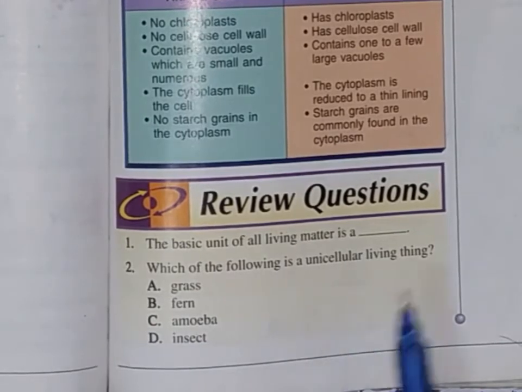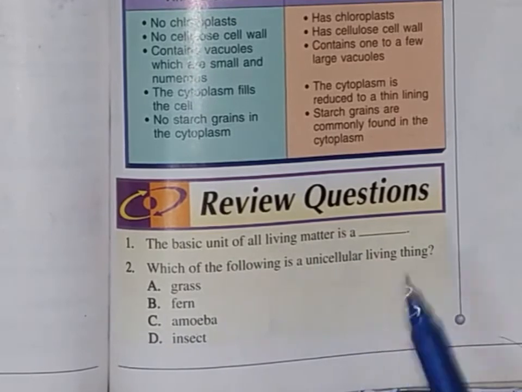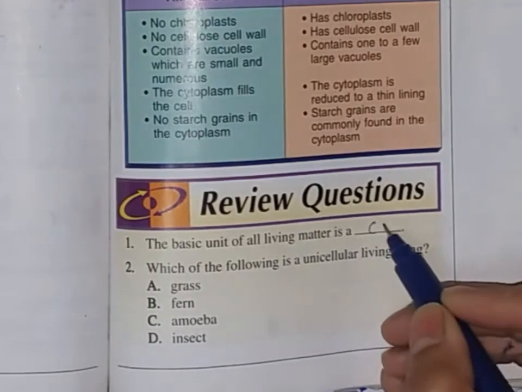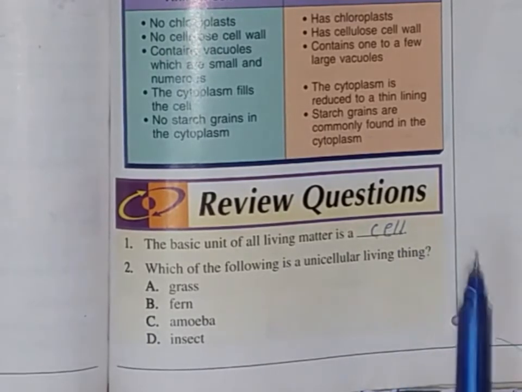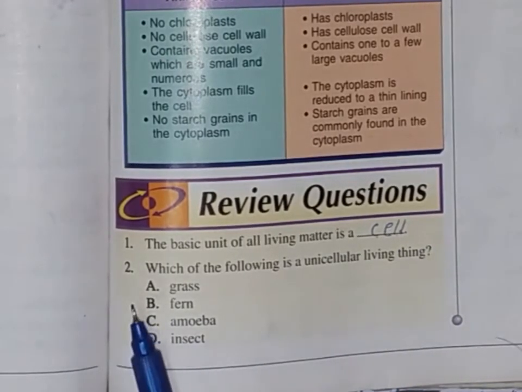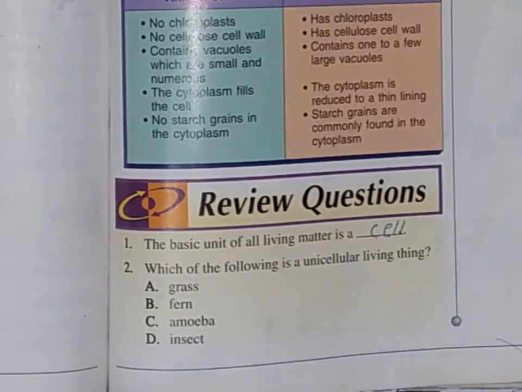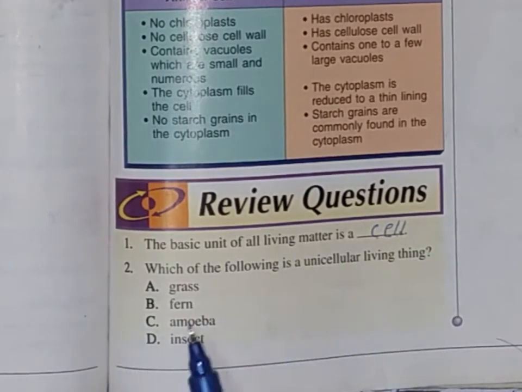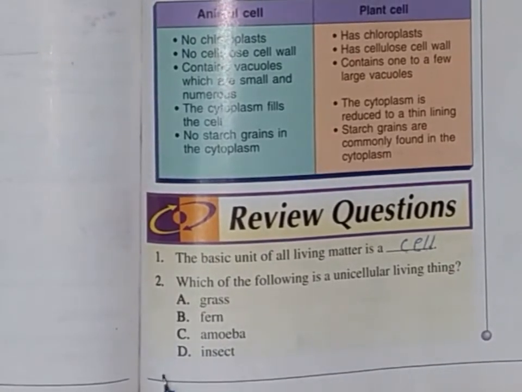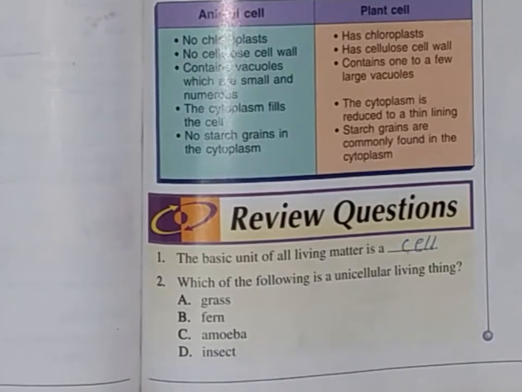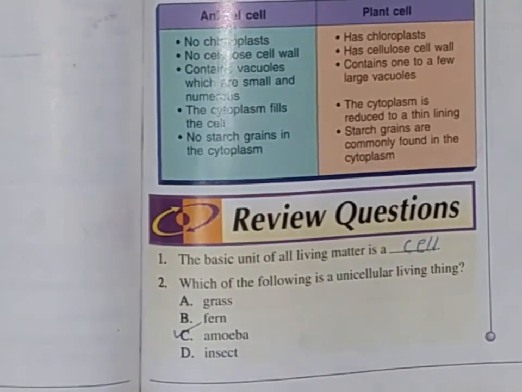Now move to the review questions. The basic unit of living matter is a dash. Tell me students, what is the answer? The answer is the basic unit of all living matter is a cell. Cell is the basic unit of all living organisms. Second, which of the following is a unicellular living thing? Grass, ferns, amoeba, insects. Tell me which can be the answer. The answer is amoeba. Amoeba is a unicellular organism.